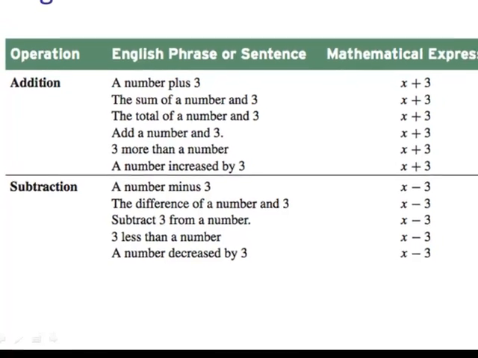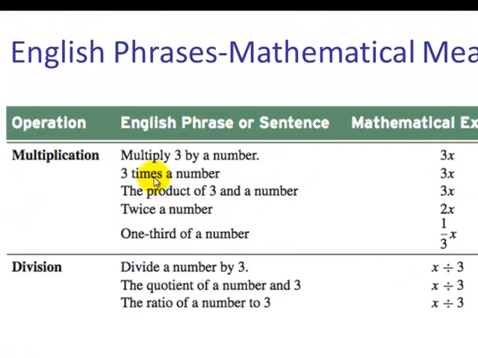Let's look at 2 more operations. Multiplication, of course we can say the word multiply. Times, product is used a great deal. So the product of 3 and a number is 3x. Twice a number would be 2 times x. 1/3 of a number is 1/3 times x.